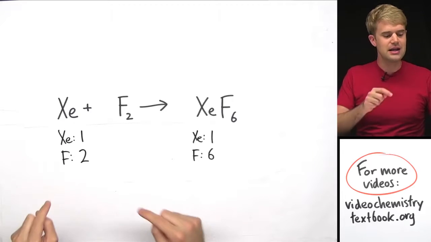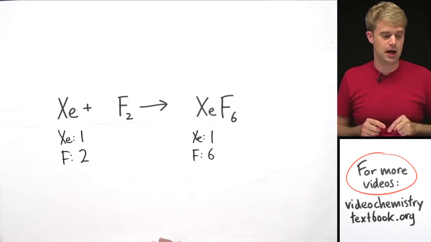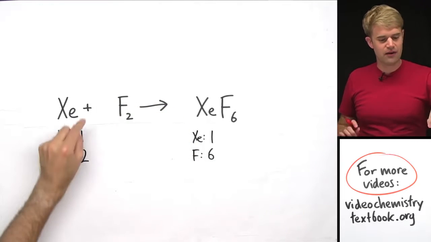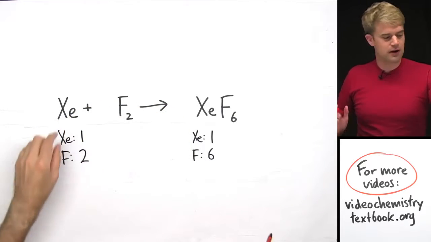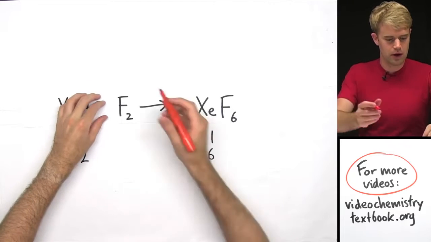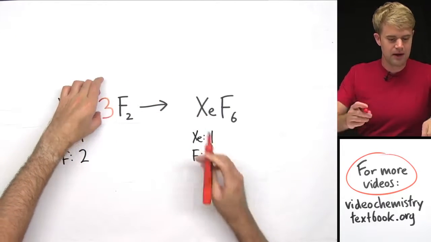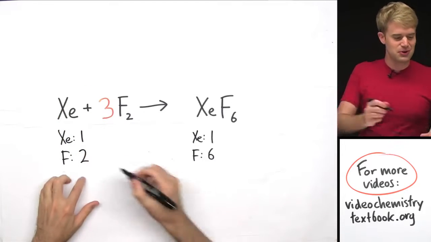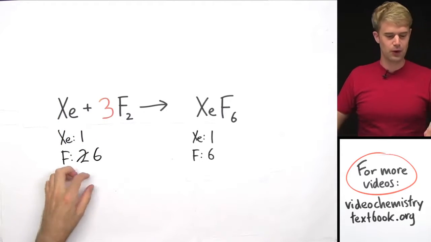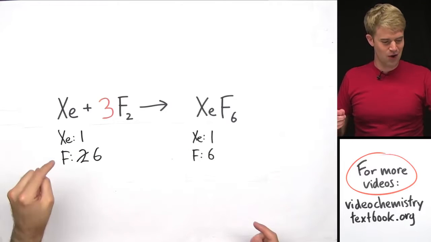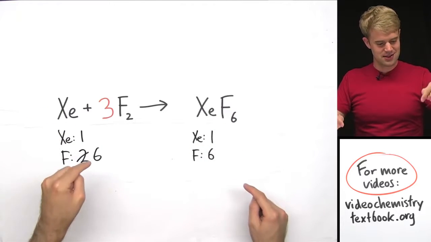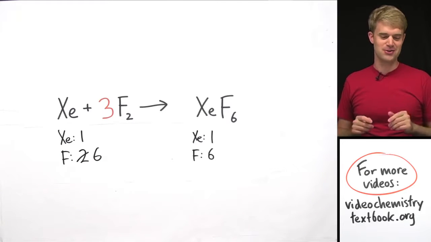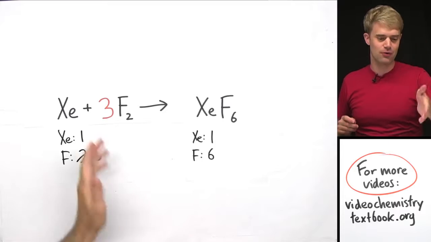So for this to balance, I need more fluorines on the left side. I can add a number in front of the F2 here. If I put 3 in front of this F2, now I have 3 times 2, which gives me 6 fluorine, and now they balance: 1 and 1 for the xenons, 6 and 6 for the fluorine. So now this is a balanced equation by adding this coefficient.